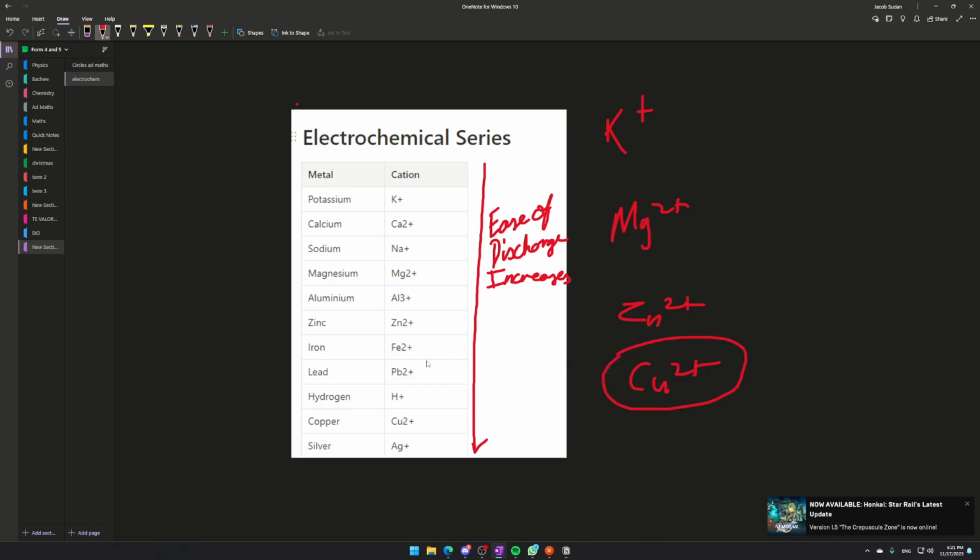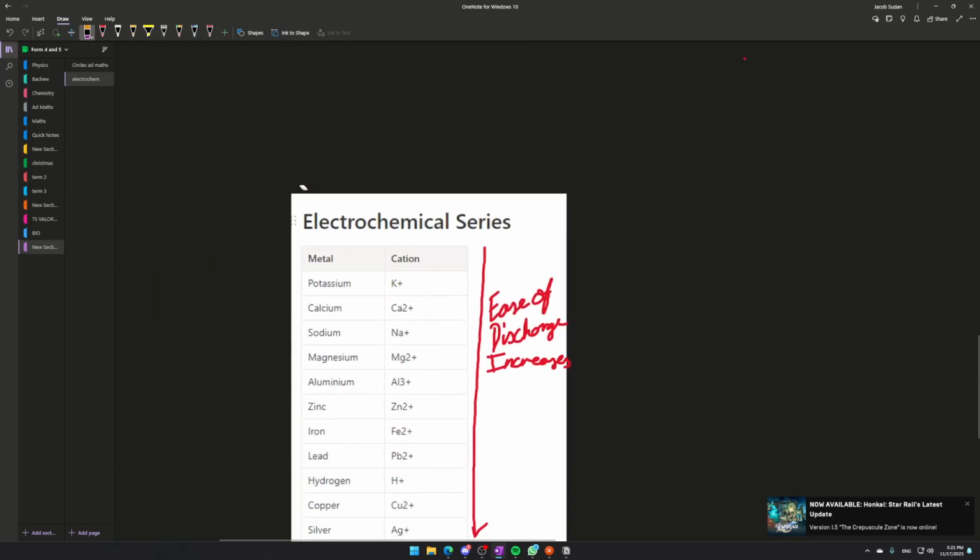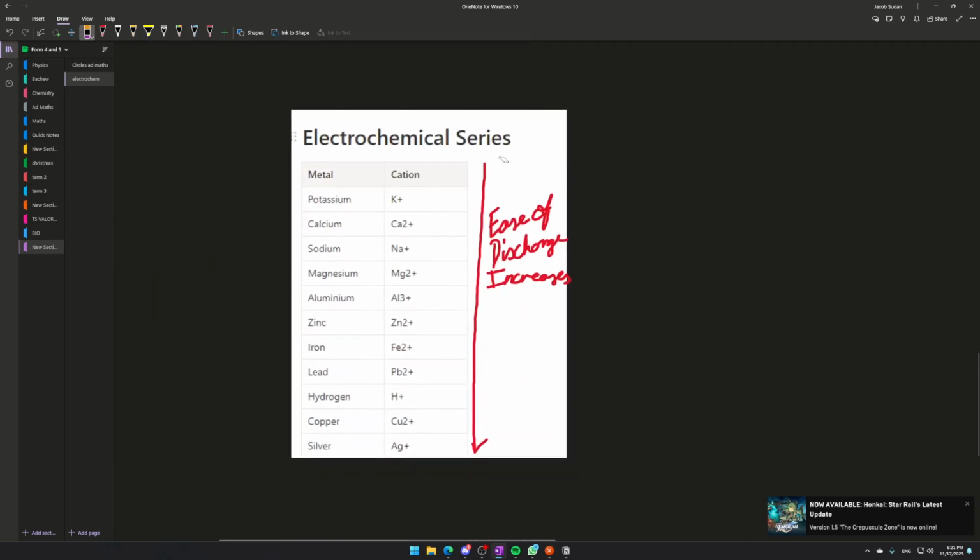They will never ask you between lead or potassium or any of these four specifically. They won't ask you for that to be lower than hydrogen, because I just doubt it. Don't quote me on that, please. Anyways, that's the electrochemical series of cations.